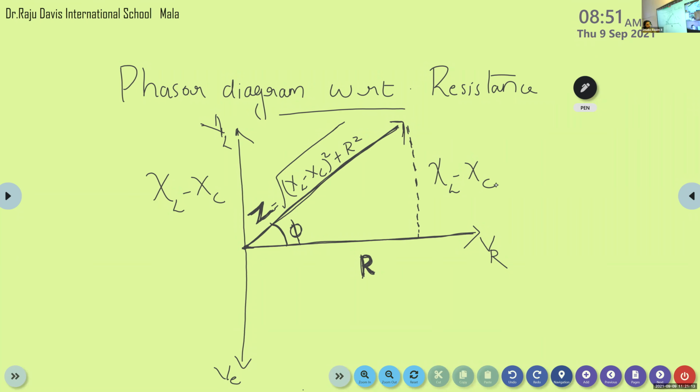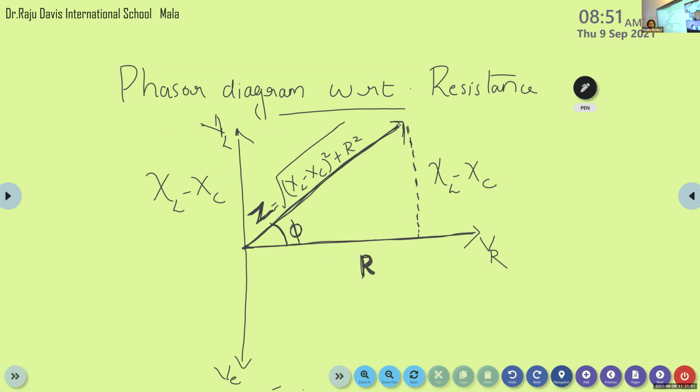Here we get a triangle with the sides R, chi L minus chi C as the altitude, and the hypotenuse Z is equal to root of chi L minus chi C the whole square plus R square. So we get a triangle with the base as the resistance R, the altitude as another resistance chi L minus chi C, and the hypotenuse as the total resistance of the LCR combination, Z equal to root of chi L minus chi C the whole square plus R square. This triangle is known as impedance triangle.